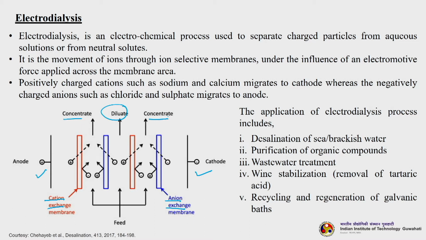So, the applications of the electrodialysis process are desalination of sea and brackish water. This is one of the most important applications, where desalination can be achieved by electrodialysis as well as by reverse osmosis or nanofiltration. Then purification of organic compounds, wastewater treatment, wine stabilization, where we remove the tartaric acid which forms when fermentation is happening, and then recycling and regeneration of galvanic baths in the metallurgical industries.